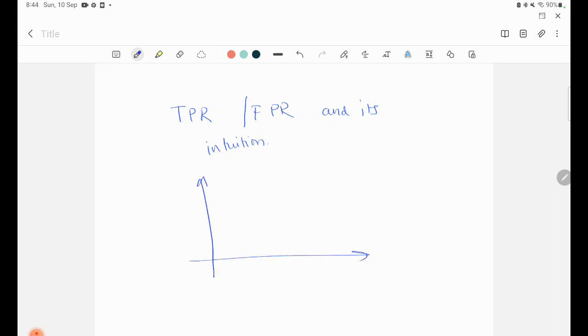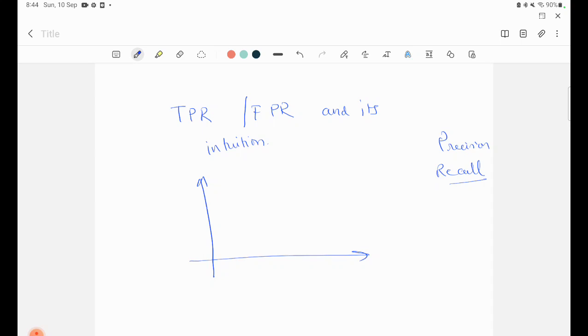So I'll be explaining what true positive rate and false positive rate are, and their intuition. You might have heard of this in the AUC ROC curve, and you might have heard of precision and recall. It is there, but what is this? And why do we actually have it in the AUC ROC curve?